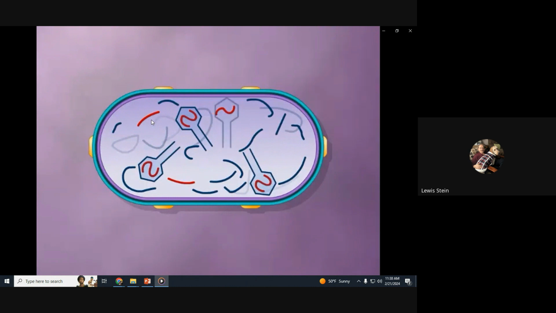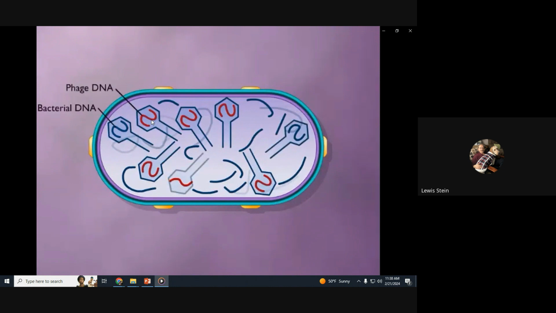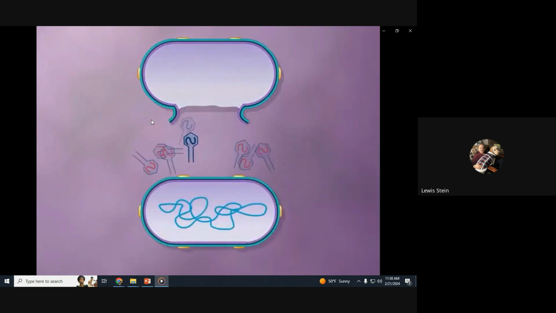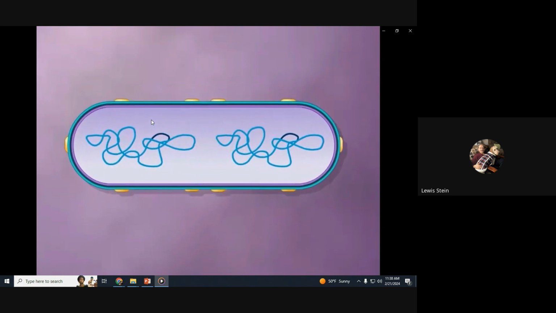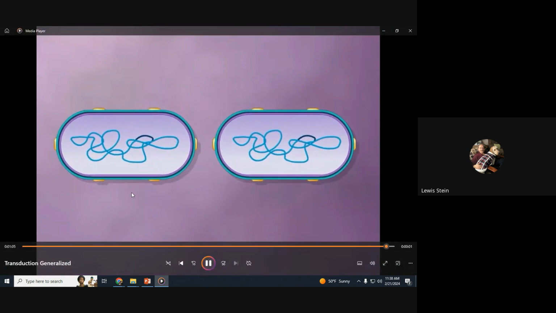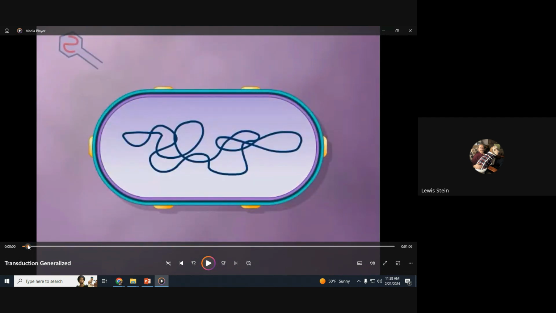During formation of the mature phage particles, a few phage heads may surround fragments of bacterial DNA instead of phage DNA. The phage particle carrying the bacterial DNA infects another cell, transferring the bacterial DNA to the new cell. When the bacterial DNA is introduced into the new host cell, it can become integrated into the bacterial chromosome, thereby transferring genes to the recipient. This cell then multiplies and carries new genetic material. So the only thing that's different is how it gets there.